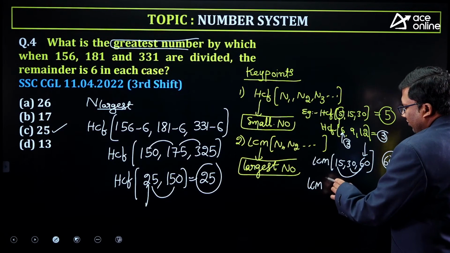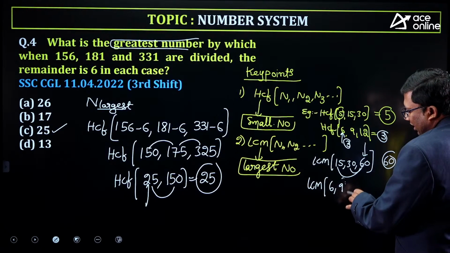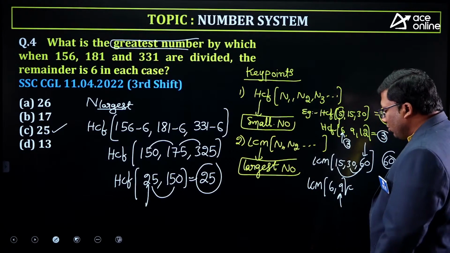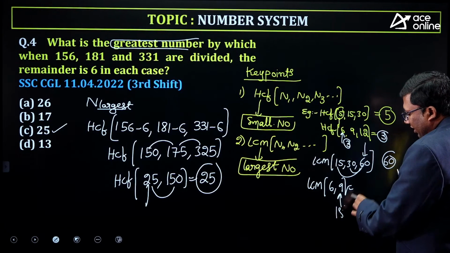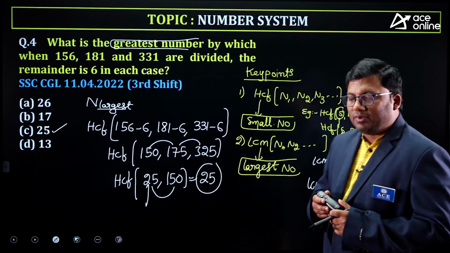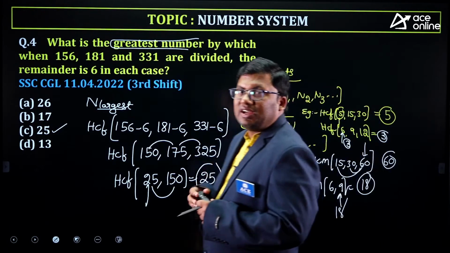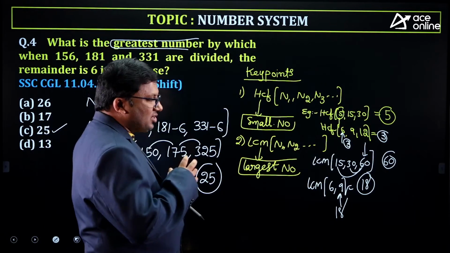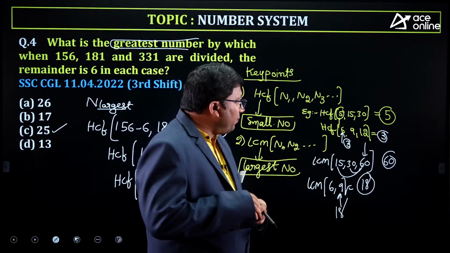If it is, for example, 6, 9. Largest is 9. Is 9 divisible by 6? No. Take the next multiple of 9, 18. 18 is divisible by 6. LCM means take the largest number. HCF is take the smallest number. Second point. I hope it is clear.